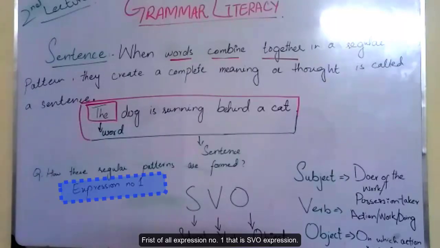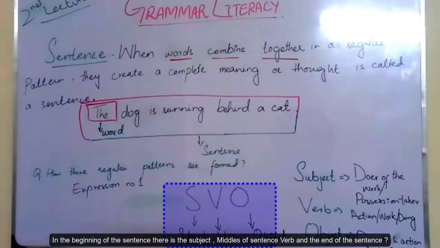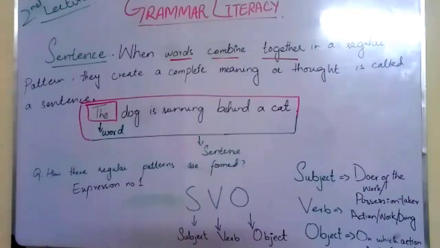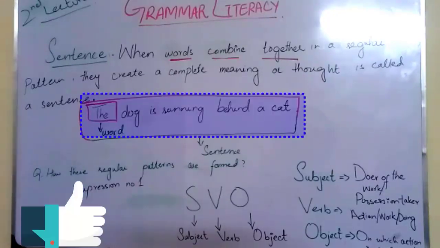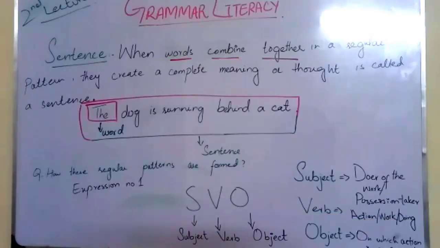First of all, we have expression one, that is the SVO expression. Usually a sentence depends upon the SVO expression, that is, in the beginning of the sentence there is the subject, in the middle there is the verb, and in the end there is the object. As you can see in the sentence, the dog is running behind a cat. Or you can have another example: I am eating an apple. So here we have I, the subject, eating, the verb, and apple is the object.